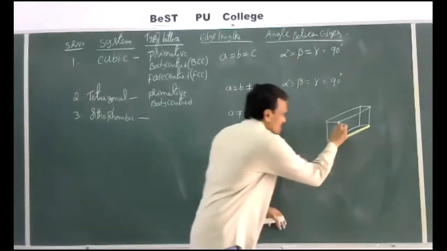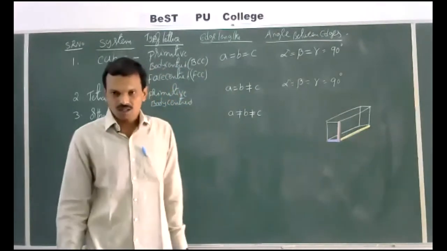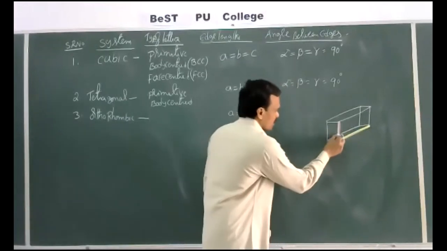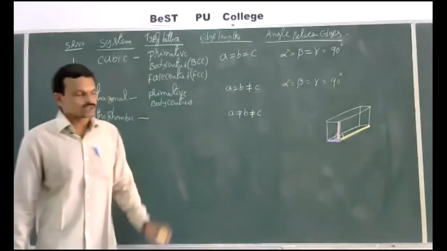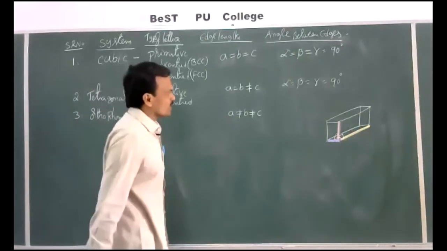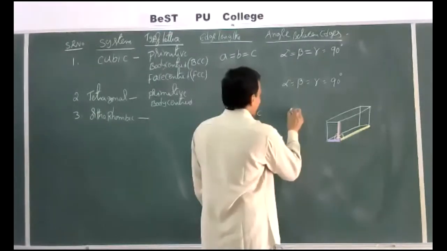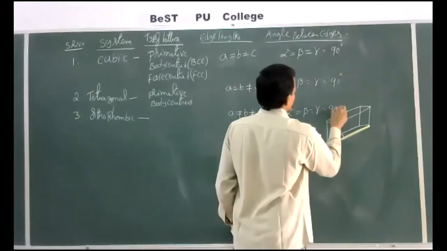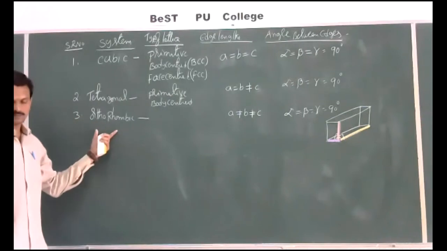But all these three edges are mutually perpendicular to each other. If you take the angle between any two edges, this is 90 degrees, or this is 90 degrees, or you can take the angle here, this is also 90 degrees. So these are mutually perpendicular but not equal to each other. Alpha is equal to beta is equal to gamma is equal to 90 degrees. So these are the parameters of this orthorhombic system.